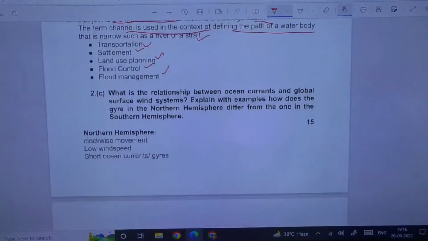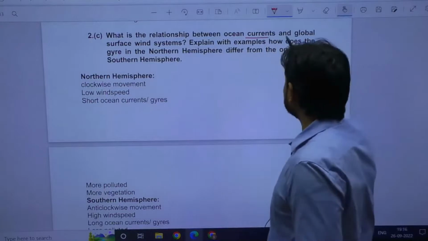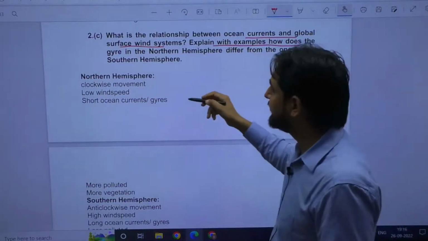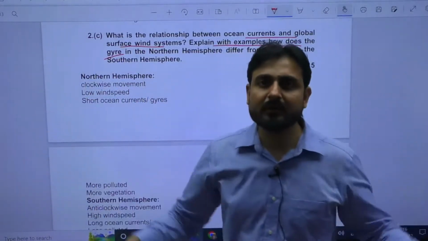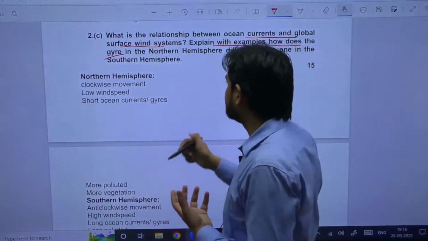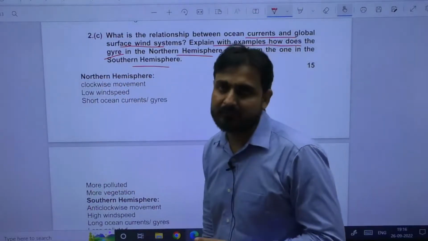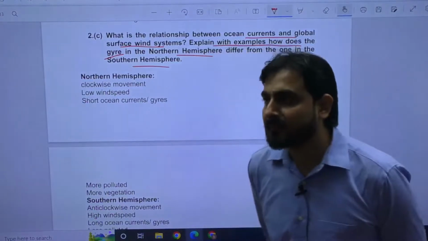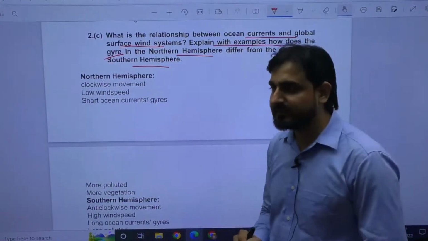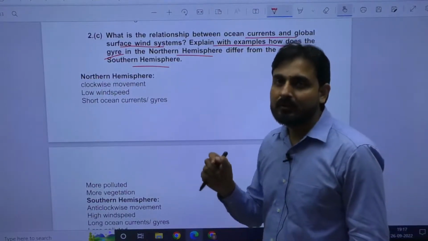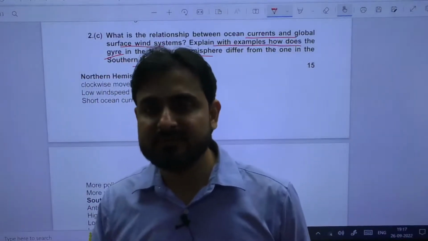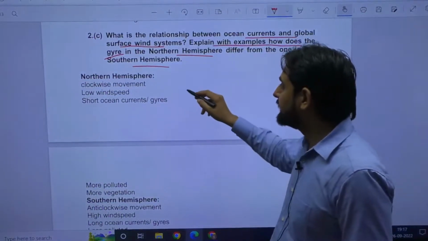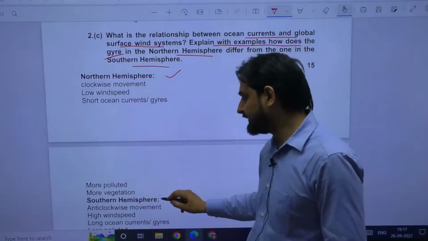Now next question: what is the relationship between ocean current and global surface wind system? Explain with examples how gyres, meaning huge water current bodies, are differentiated in the northern hemisphere from the southern hemisphere. So you can define the ocean current: the fast flowing water currents or movement of water from hot region to cooler region and back, due to change in the temperature and change in the salinity. You can define them. Then you can compare the northern hemisphere and the southern hemisphere.